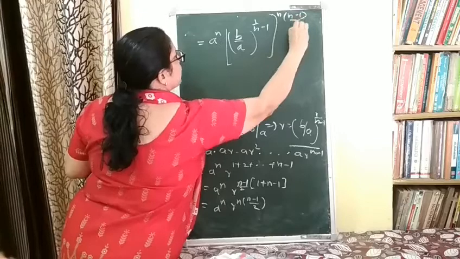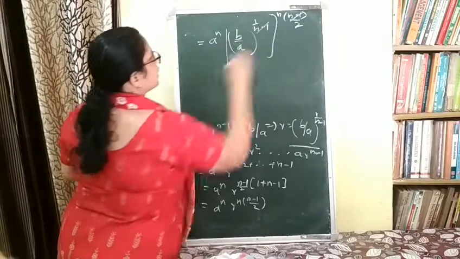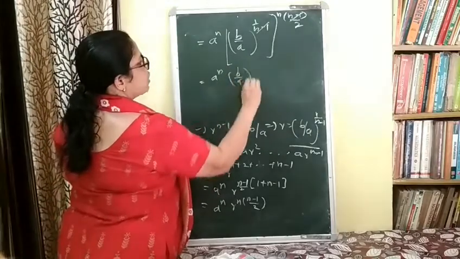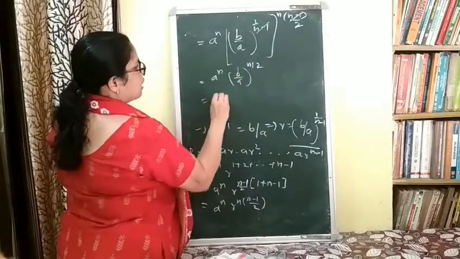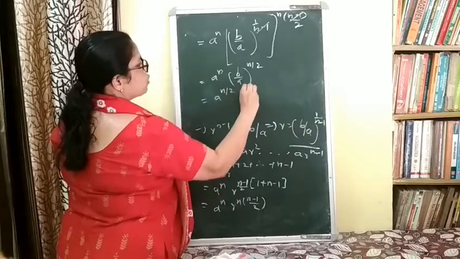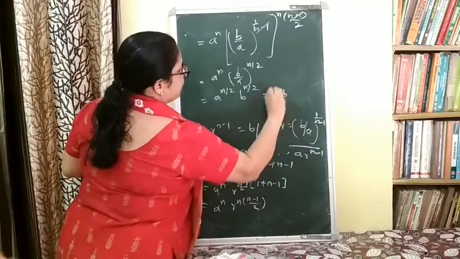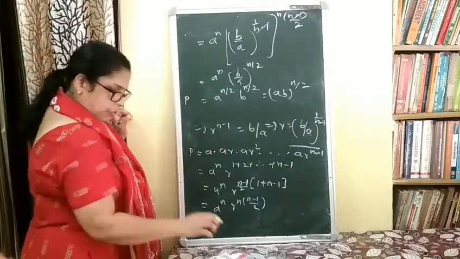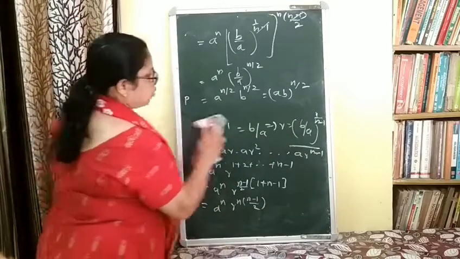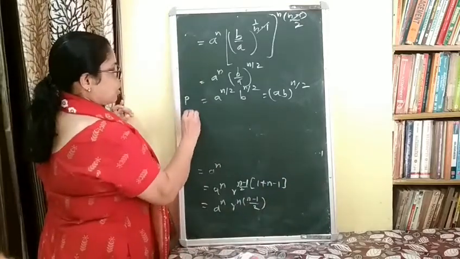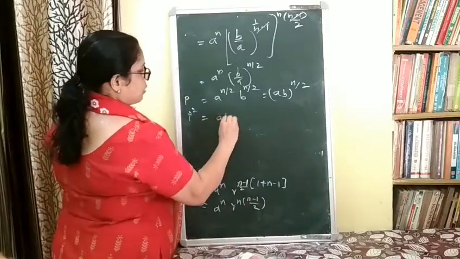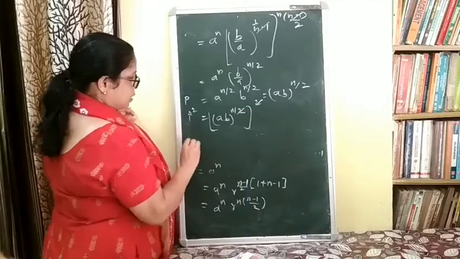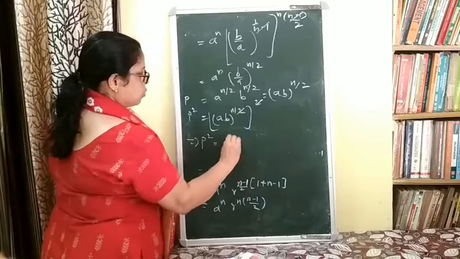Question बहुत difficult है, ध्यान से करना. n minus 1 getting cancelled. A raised to power n into (B by A) whole raised to power n by 2. On simplification you get A raised to power n by 2 into B raised to power n by 2, that is (AB) raised to power n by 2. Now this is the value of P, but we are asked to prove P square. Taking square on both sides, (AB) raised to power n by 2 whole square, the 2s get cancelled, implies P square is equal to (AB) raised to n.